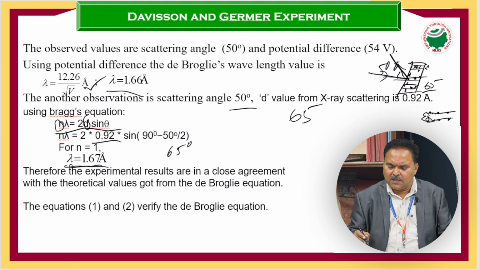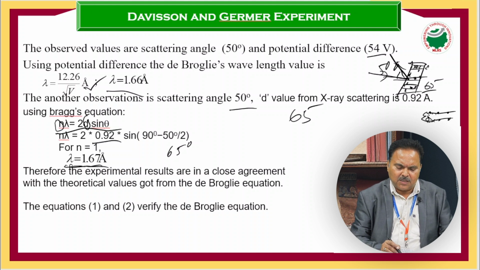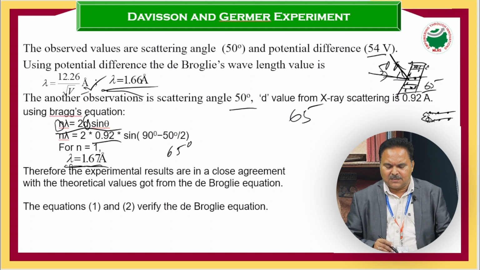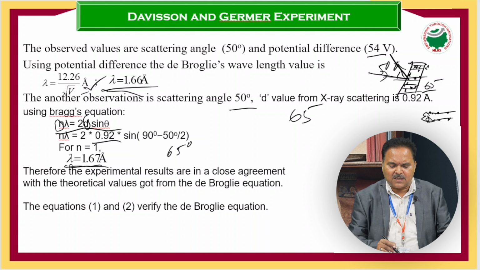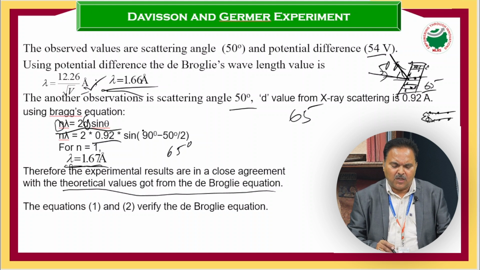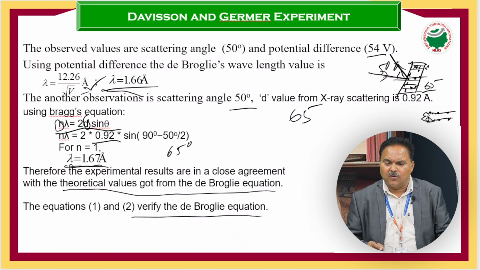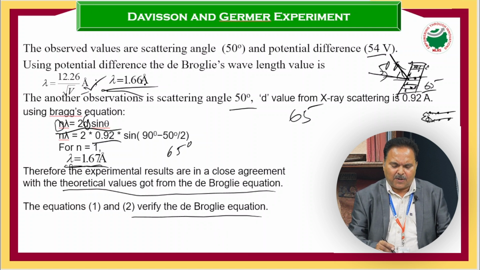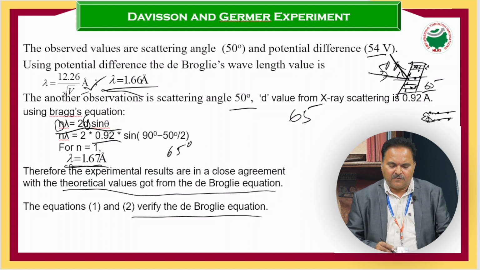Whereas with 54 volts incident, the electron gains some energy. This 54 volts is particle nature, since it is an electron, and the value is 1.66 angstroms. So 1.66 and 1.67 are almost the same. This close agreement of the values with the theoretical value confirms the de Broglie equation. So the particle nature wavelength is the same as the wave nature wavelength. That is why the Davisson-Germer experiment is the first proof of the de Broglie hypothesis, the dual nature of the particle.